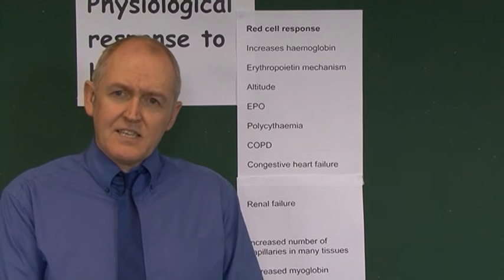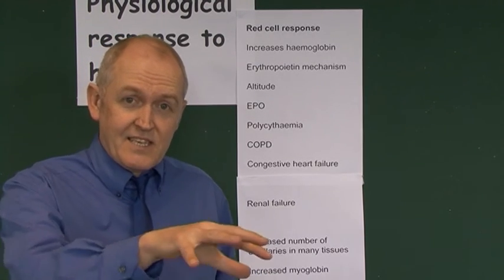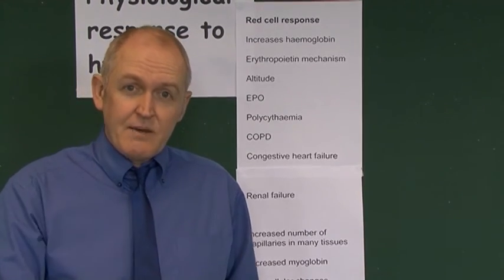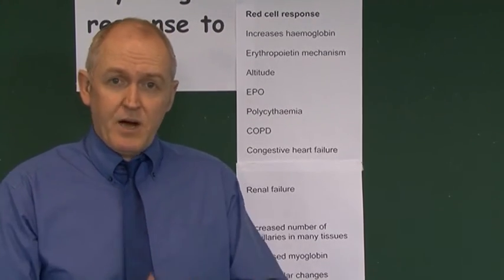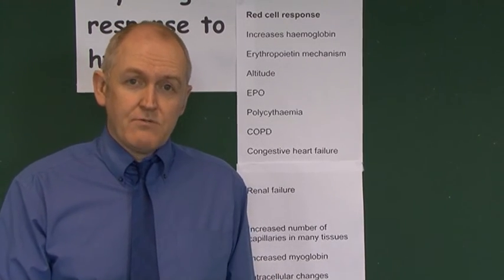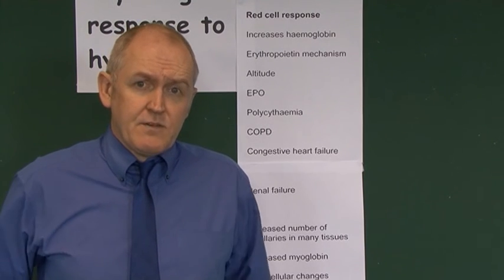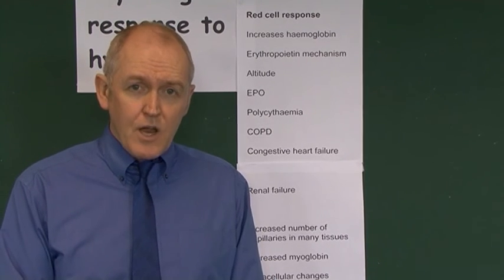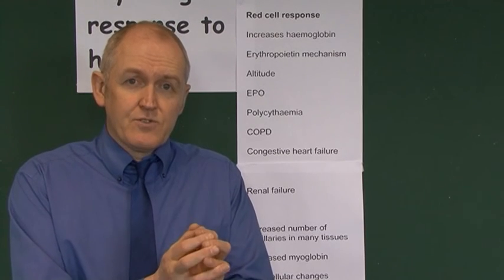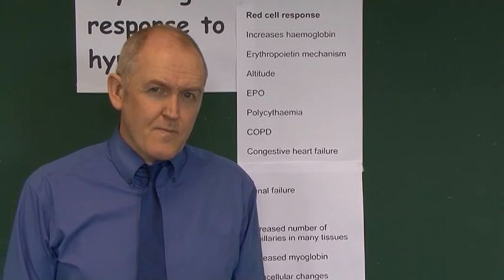It's worth just mentioning that if a tissue is chronically hypoxic, more capillaries will grow into that tissue, and if more capillaries grow into the tissue, then more oxygen can be carried. And this is part of training. If you do a lot of running, your leg muscles will grow more capillaries and more blood will be carried to them. Another mechanism is that there's an increased amount of myoglobin produced inside the muscles. And the myoglobin inside the muscles increases the storage capacity of those muscles.